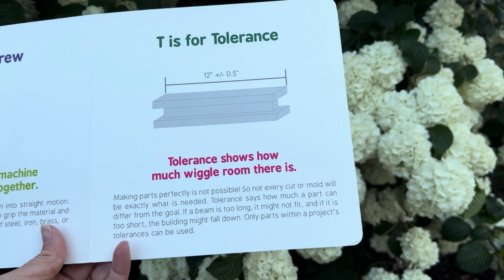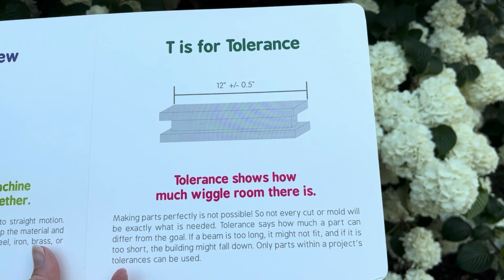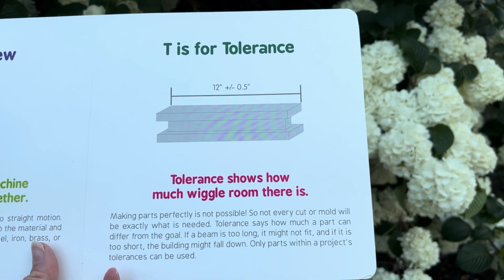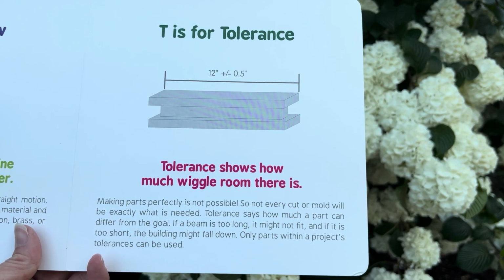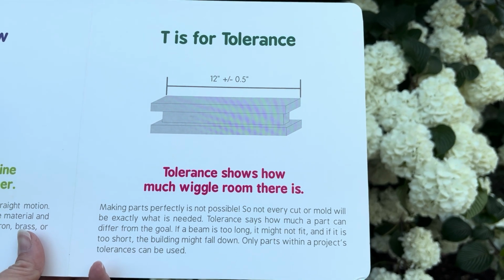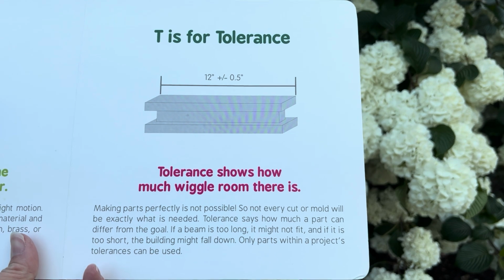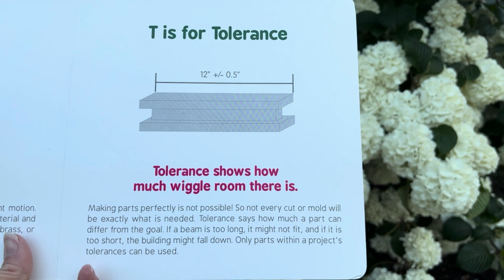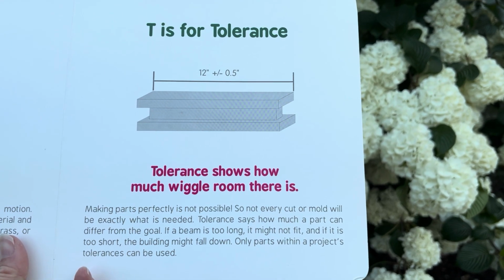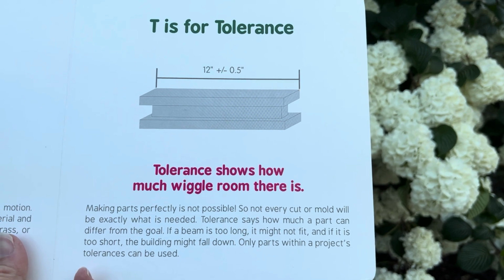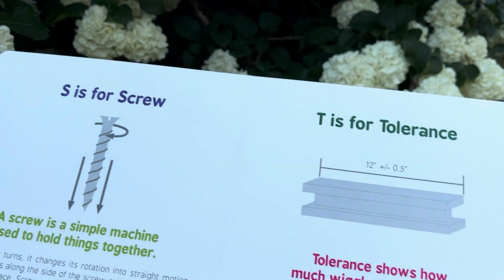T is for tolerance. Tolerance shows how much wiggle room there is. Making parts perfectly is not possible, so not every cut or mold will be exactly what is needed. Tolerance says how much of a part can differ from the goal. If a beam is too long, it might not fit, and if it is too short, the building might fall down. Only parts within a project's tolerances can be used.